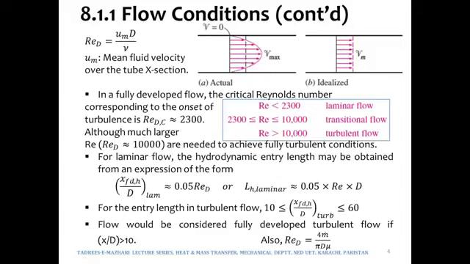Rather we are using the notation of UM, and UM is the mean fluid velocity over the tube cross section. Mean fluid velocity. Why mean fluid velocity? As I was just explaining on the previous slide, the velocity will change from 0 at the inner surface of the pipe to maximum at the center line. So there would be various values of velocities, ranging from 0 to Vmax.